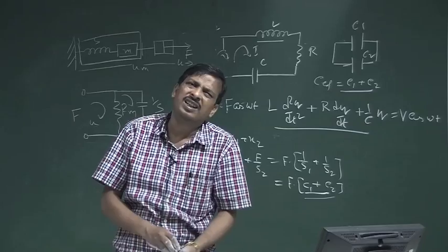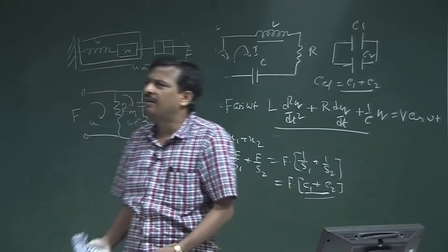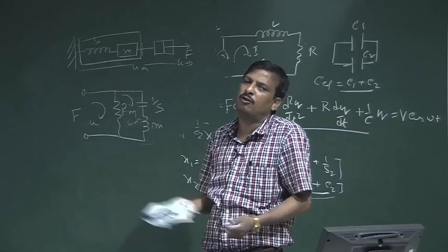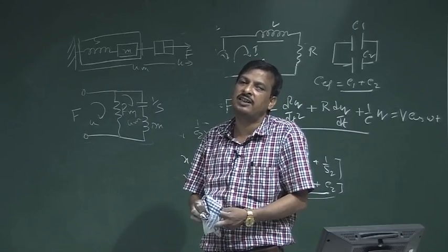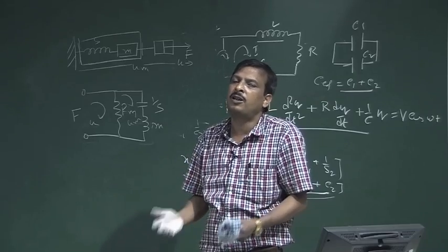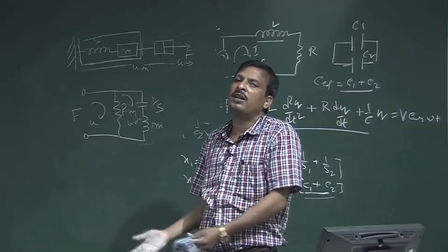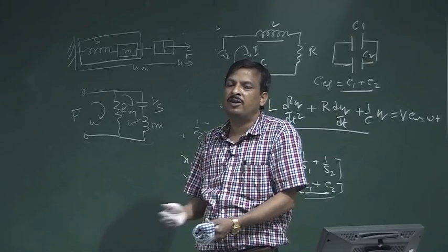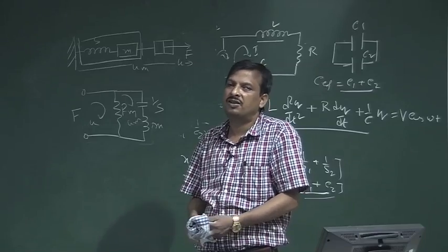Similarly, it is very easy to prove that the average power, the total power in the mechanical oscillation, E, is nothing but potential energy plus kinetic energy, and the same expression will come with the electrical power, V into I. So, the power will also be the same. Okay?